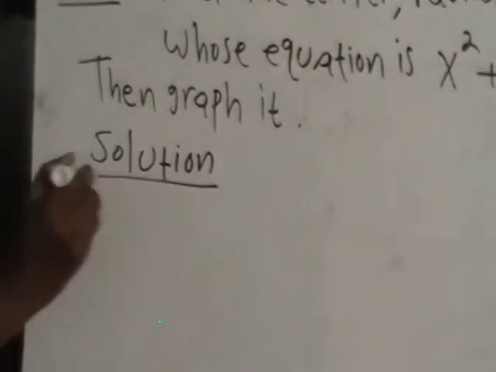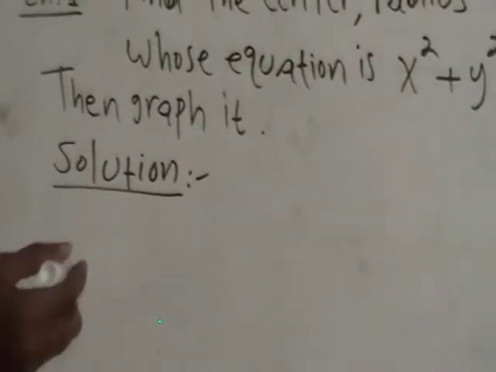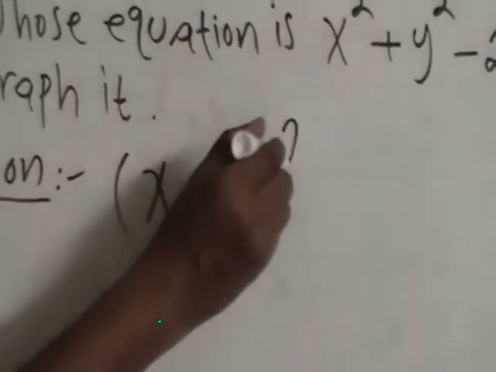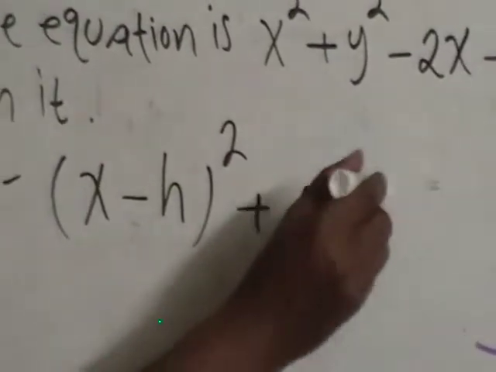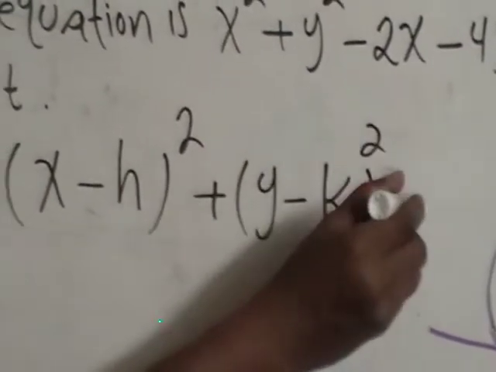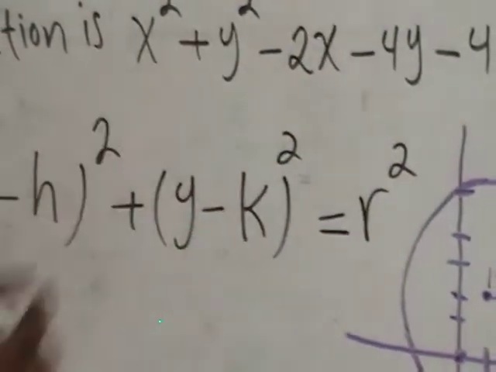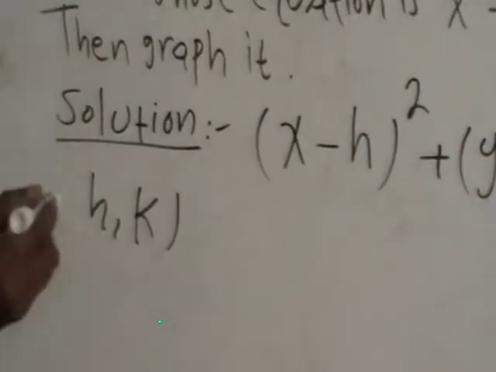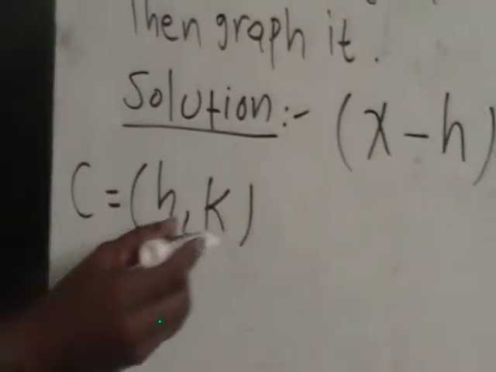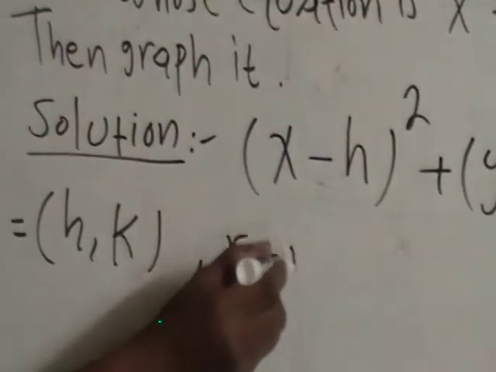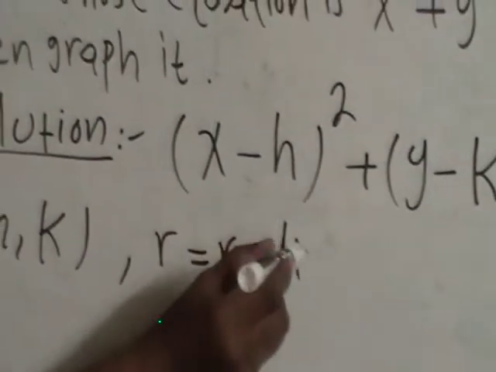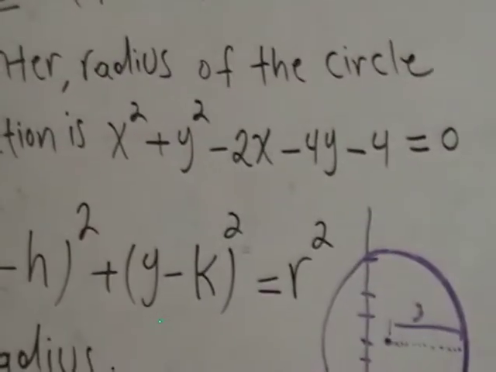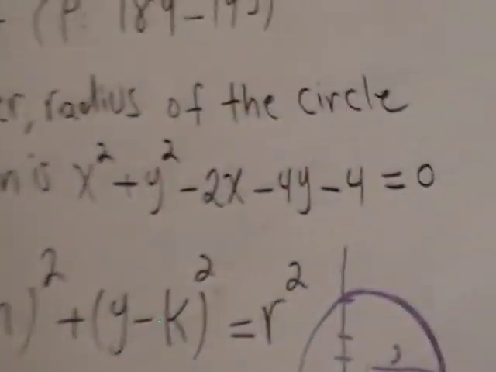So let's first remind each other about the standard form of an equation of a circle, which is (x minus h) quantity squared plus (y minus k) quantity squared equals r squared. In that form, you all know that h and k stand for the center, and r stands for the radius. So what does that mean? I need to try to make my equation look like the standard form. How would I do that?